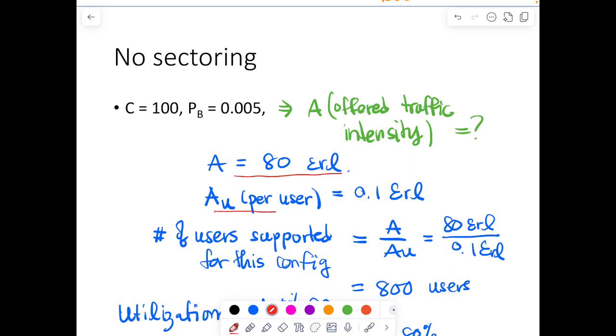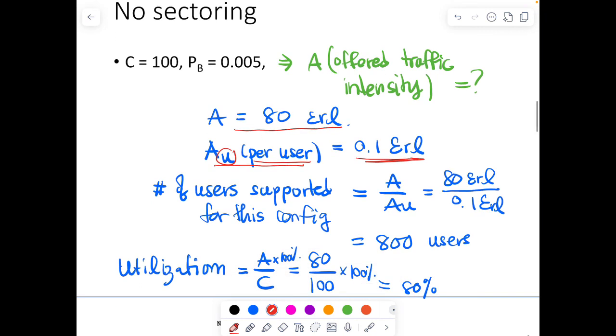Remember, traffic intensity per user is equal to 0.1 Erlang. So I use A with subscript U to denote traffic intensity per user. So that means the number of users that the system can support is equal to the total traffic intensity divided by the traffic intensity per user. So it's 80 divided by 0.1, so it's 800 users. So this scenario can support 800 users with blocking probability less than 0.5%.